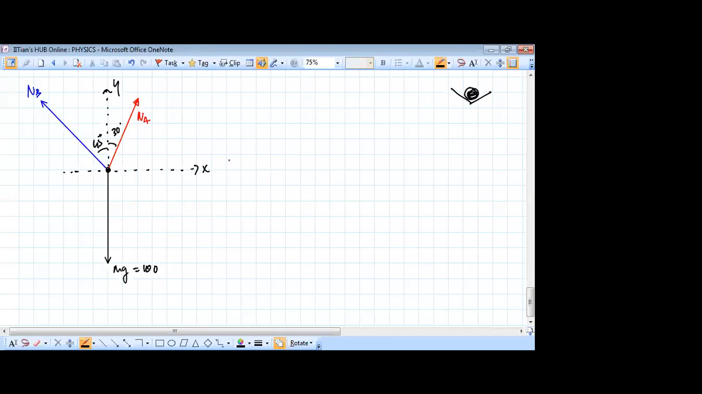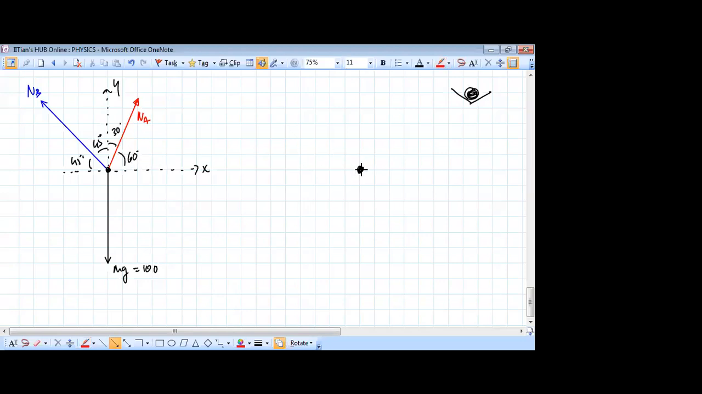So when you resolve the forces, which ones do you have to resolve? NA and this. You can also see that this angle is 60 degrees, and this angle is of course 45 only. So first resolve NA. So normal reaction NA, when you resolve it, what will be the components?